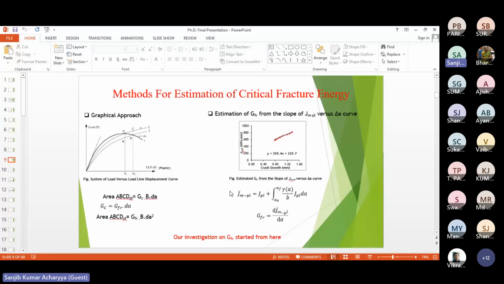This is the method for estimation of critical fracture energy. From here, we can evaluate Gfr from the graphical method. If the slope is fitted with a straight line, then the gradient of the curve actually represents the value of Gfr. So to calculate Gfr, either we have to go by the graphical method or we have to follow the JMPL versus delta A curve. This was the starting point for us.